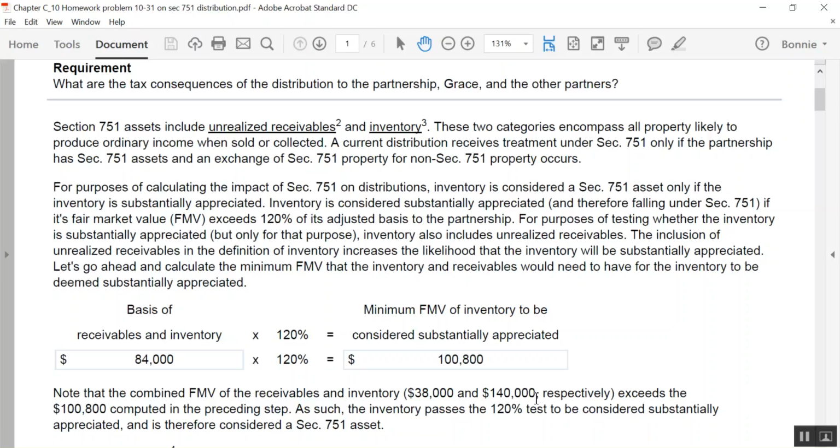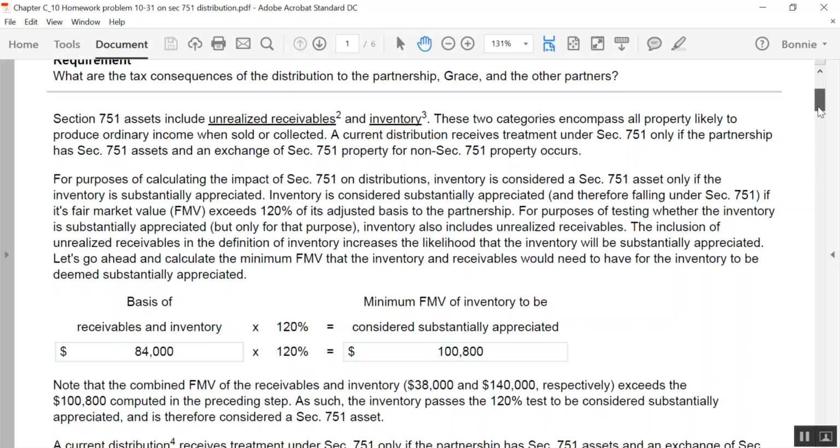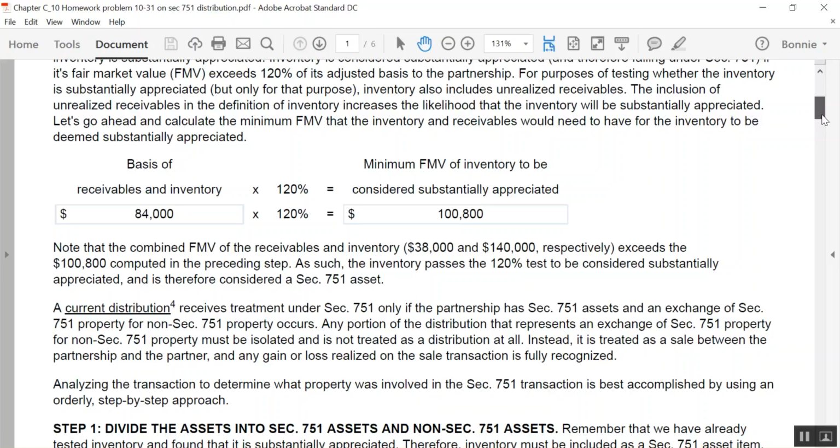So that actually exceeds the 100,800, which means that this inventory is actually substantially appreciated. Because the fair market value of the combined inventory and unrealized receivables is in excess of 120% of the sum of their bases. So we do have the inventory and the unrealized receivables being defined as 751 assets in this problem. Okay, that's good to know.